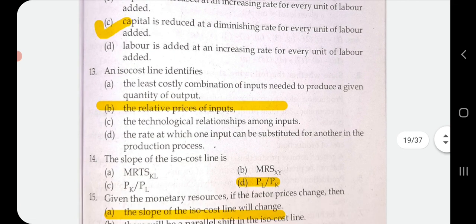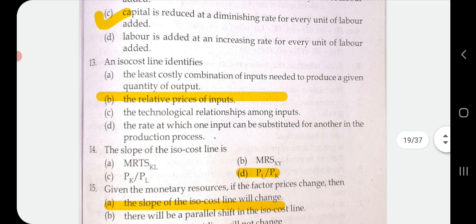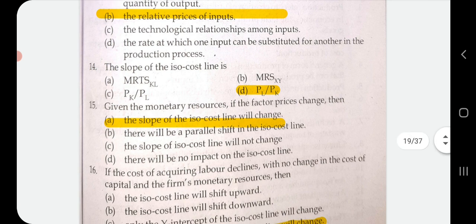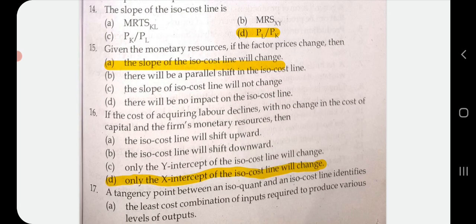Next, 13th question: the isocost line identifies dash dash, and the answer is relative price of input. Isocost line indicates, or identifies, the relative price of input. 14th question: the slope of isocost line is, and the correct answer is D, PL, meaning price of labor divided by price of capital. 15th question: a given monetary resources, if the factor prices change, then, and the correct option is the slope of isocost line will change.